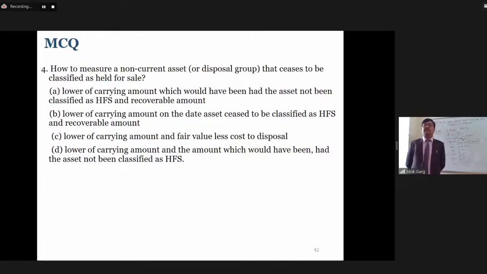Lower of carrying amount and fair value less cost to disposal. Lower of carrying amount and the amount which would have been had the asset not been classified as held for sale. Tell me what is the right answer of fourth. Chavi, what is the right answer of fourth? Ambika, what could be the right answer? Yes, it is lower of carrying amount which would have been had the asset not been classified as held for sale and recoverable amount. So A is the right answer.